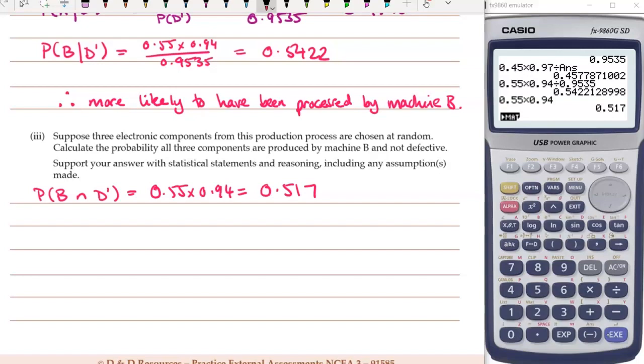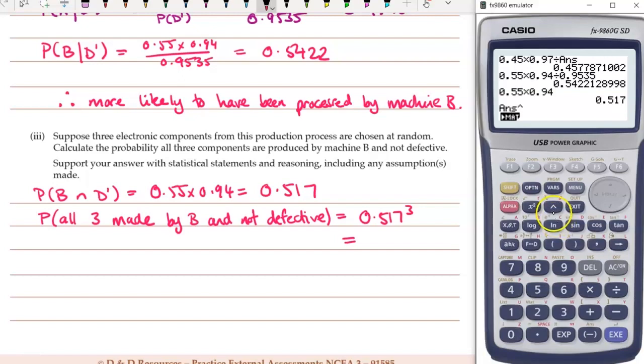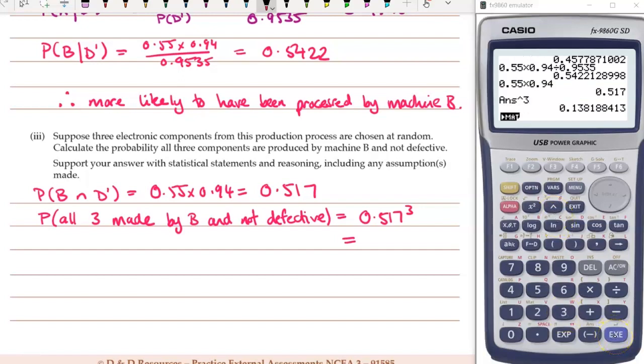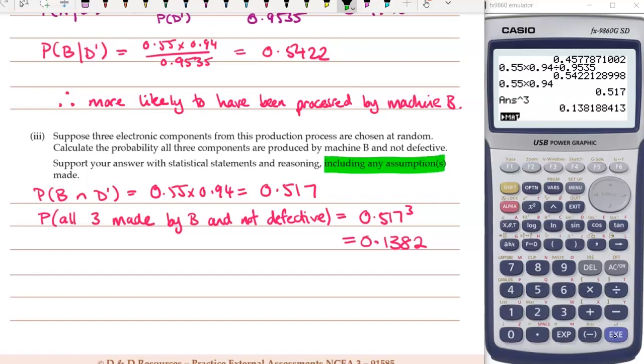So component 1, 2, 3. Each of them have a chance of being not defective and made by machine B of 0.517. So 3 of those in a row are going to be multiplied together. So the probability that all 3 were made by B and are not defective is 0.517 cubed. So that's 0.1382. And then the last bit of the question is to include any assumptions we have made.